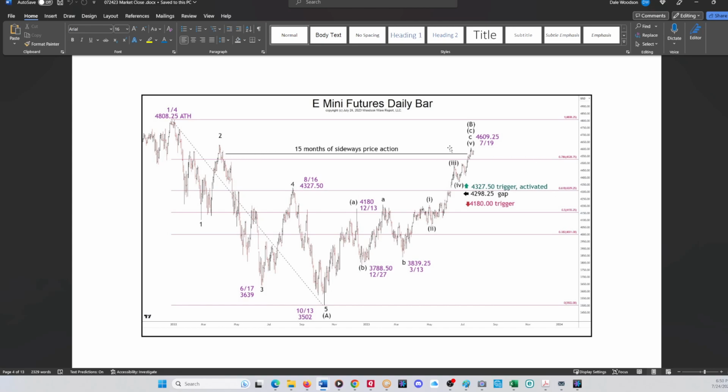And for what it's worth, we've had 15 months of sideways price action. The market is now where it was back in March or April of last year. That was the upside trigger on wave 4, which gave us higher targets for wave 5. There's still an open gap in the futures, which is rare, right there at 42.98. This A wave low becomes a trigger for a move down. But the point is, we've got A down, there's B up.